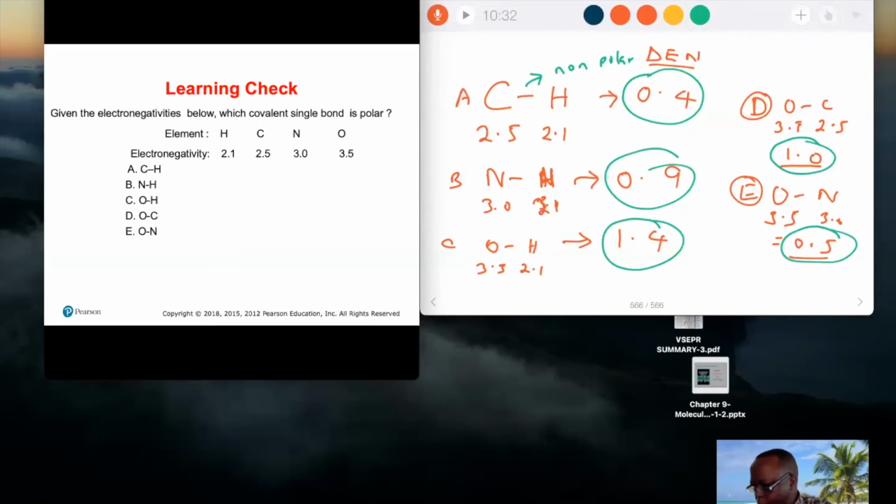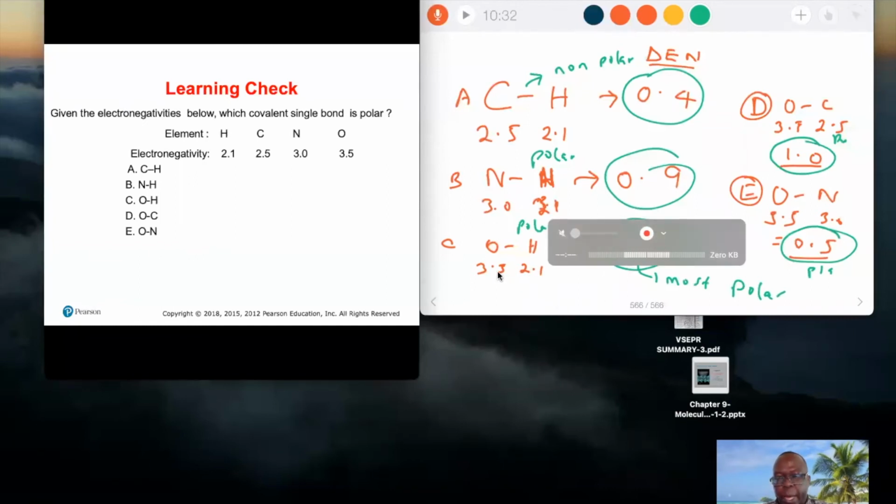Polar, this is polar here. This is polar. This is polar, and this is also polar. This is the most polar, and based on this, I'll assume that which covalent single bond is polar, and 1.4 is the most polar in terms of the change in electronegativity.